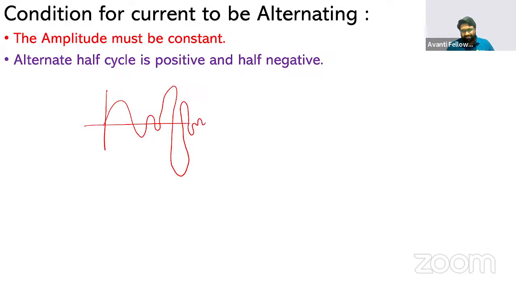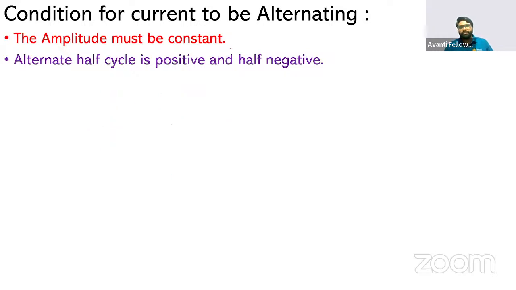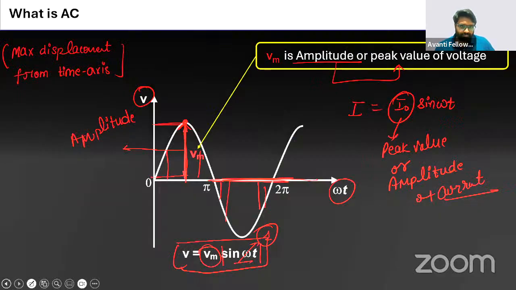Is it to be categorized as an alternating current? No, the variation is not constant here. ठीक है, so that is why the amplitude must be constant. And the second thing is that alternate half cycle is positive and half is negative, which means if we see this graph here, this is the first half cycle. From here to here, this is the half cycle. And for the lower one, this is also another half. These two halves combined make a full cycle. So the first half should be positive and the second half should be negative.